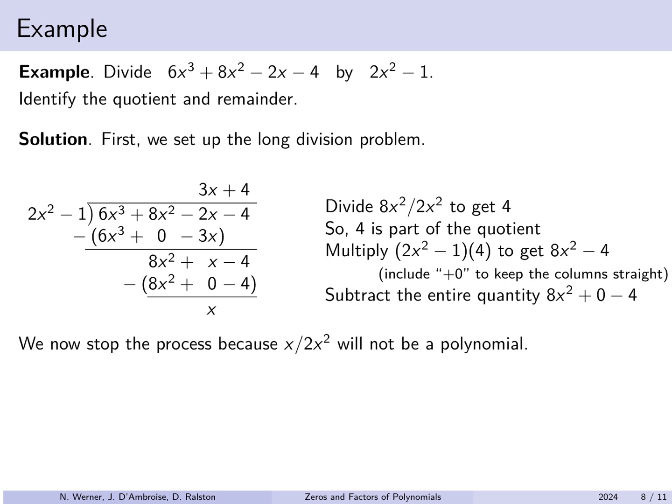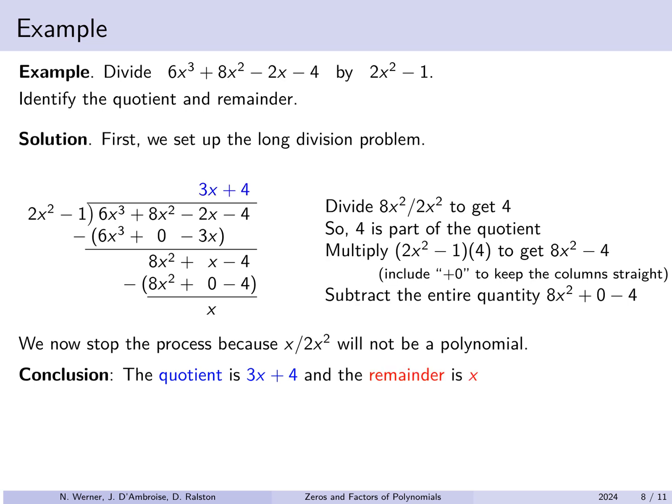Now the process stops. If you attempted to do x divided by 2x squared to keep going, well, you could cancel this x here, but you would still have an x left in the denominator. So you wouldn't have a polynomial, and we're only doing polynomial long division. It is technically possible to continue this dividing process, but you end up generating non-polynomial functions. Leave that aside for another time. So as soon as you have something here whose degree is smaller than what you are trying to divide by, you can't keep going. So the quotient is what we have produced up top, 3x plus 4.